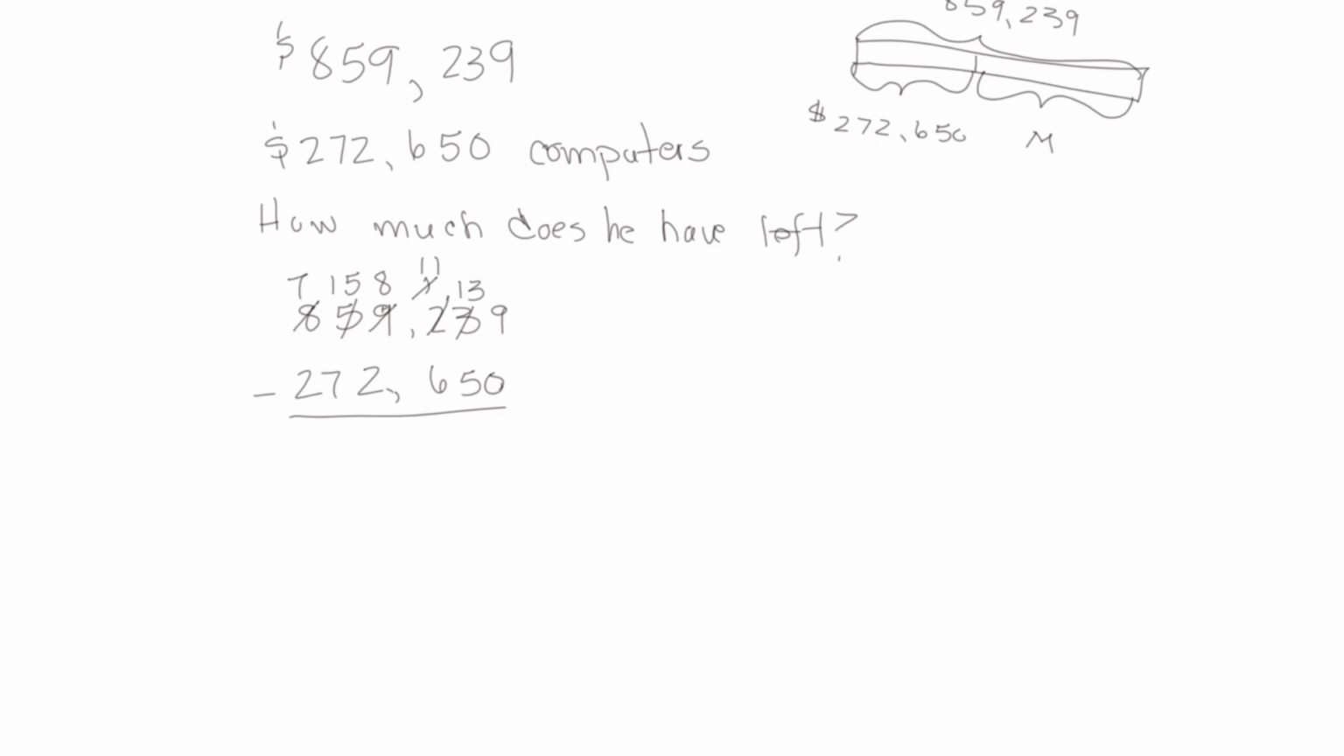Now we can subtract. 9 ones take away 0 is 9. 13 tens minus 5 tens is 8. 11 hundreds minus 6 hundreds is 5 hundreds. 8,000 minus 2,000 is 6,000. 15 10,000s minus 7 10,000s is 8 10,000s. And 700,000s minus 200,000s is 500,000s. And then we have to answer our original question. He has $586,589 left.